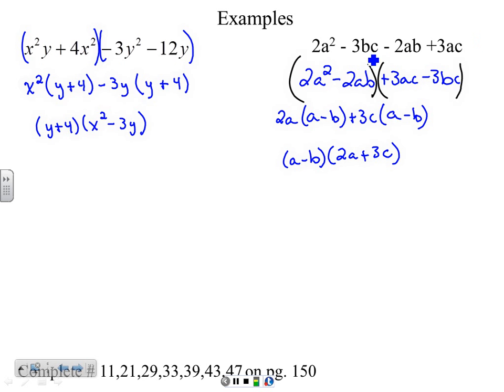So sometimes, not always, but sometimes you will have to play around with the original problem just to get your 2 identical binomials. But that should happen every time when you factor by grouping.